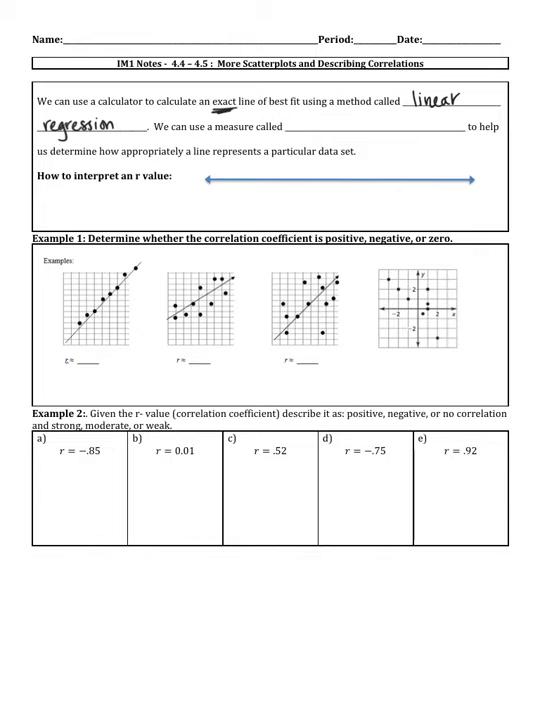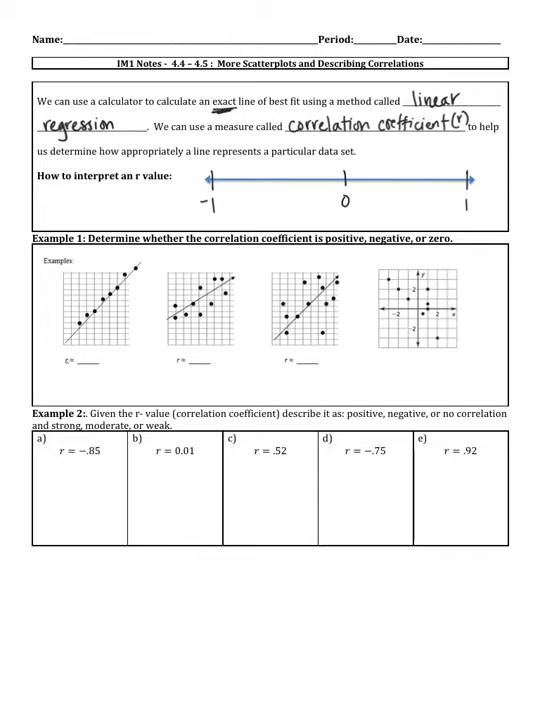Now, we can use a measure called the correlation coefficient. This is a number represented by the letter R to help us determine how appropriate a line represents a particular data set. So our correlation coefficient is a number that is between -1 and 1 that helps give us an idea about how strong the correlation is. So I'm going to show you that scale.